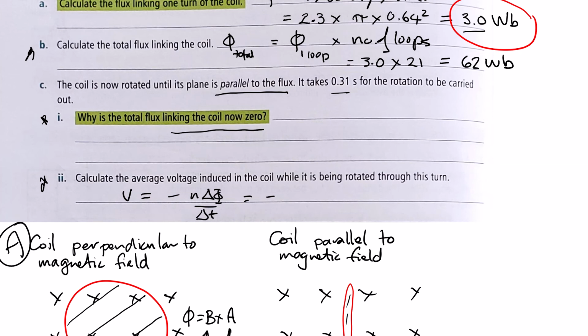The total change of flux, N times phi, is 62, and the time is 0.31 seconds. So the voltage is equal to 200 volts, and that's to two significant figures. So that's the answer to that. You can see they're pretty simple, pretty straightforward. Okay, there we are.